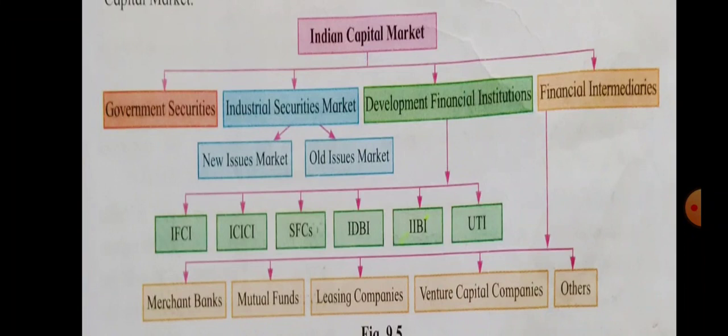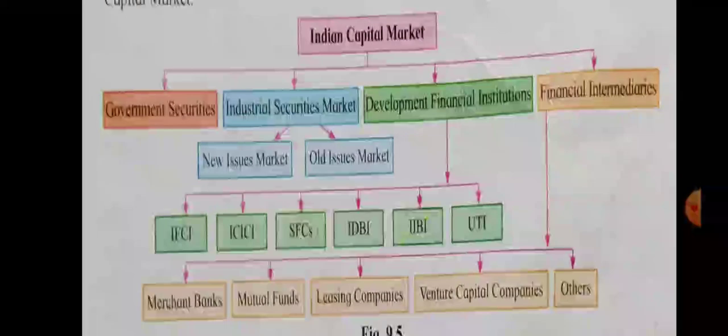First one is the government securities market, that is also known as gilt-edged market. Gilt-edged market is the market for government securities or securities guaranteed by the government, including treasury bills and bonds.